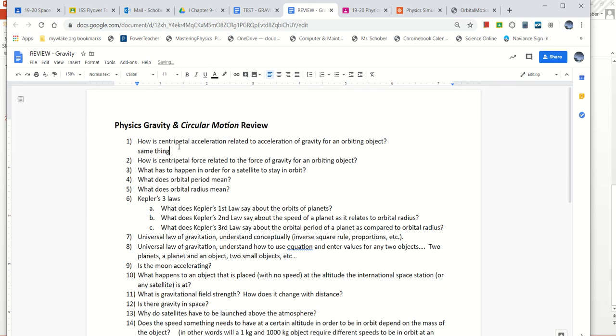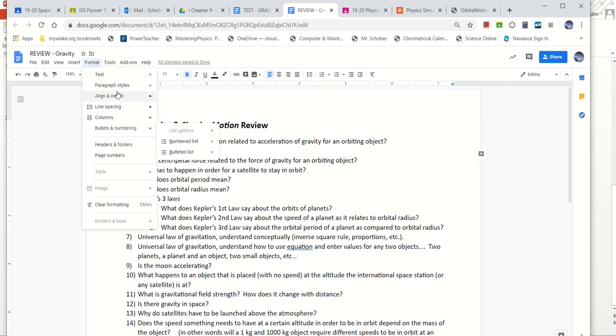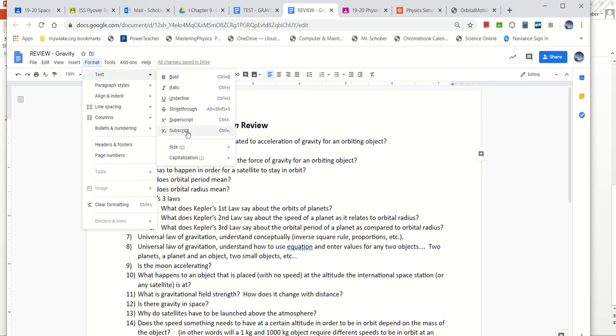But yeah, they're the same thing. So the acceleration of gravity is the centripetal acceleration for an orbiting object. Remember, an orbiting object is just an object in circular motion. So you could just say a subscript c, centripetal acceleration, is equal to g for an orbiting object.